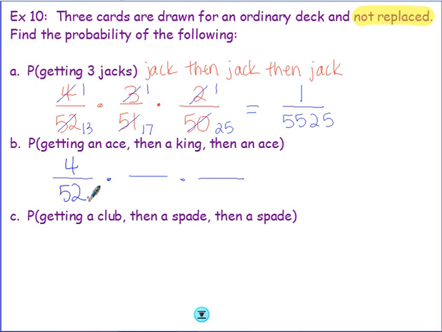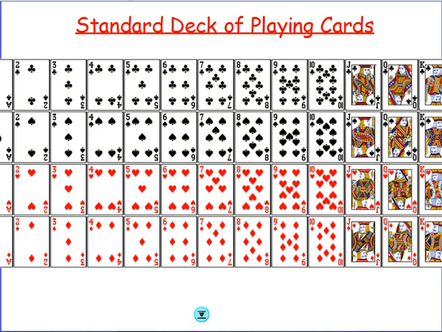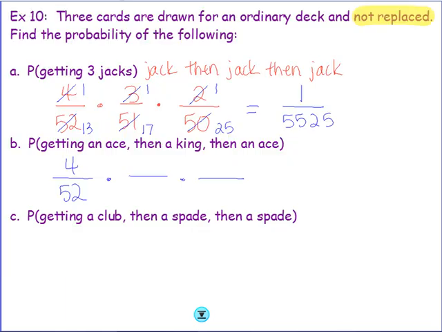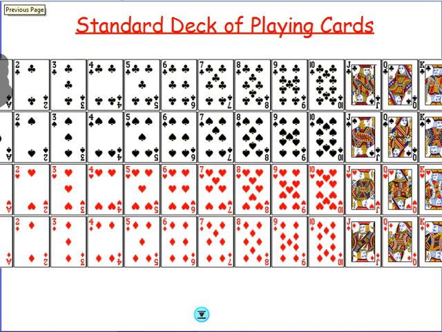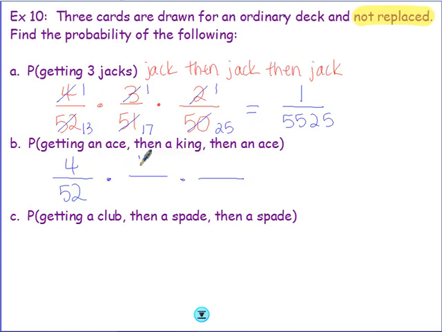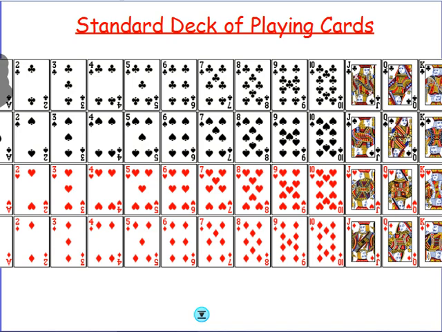However, we took an ace out. So let me blacken one of my aces. I now am trying to find a king. As you can see, there are still 4 kings in the deck. However, since we took an ace out, there's only 51 cards in the deck. So 4 kings out of 51 cards. Now, we're going to blacken a king.